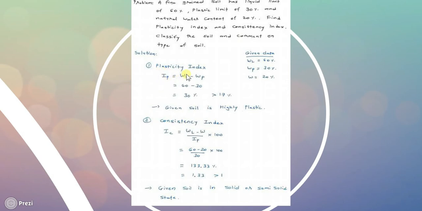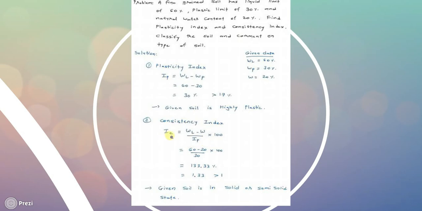Putting WL and WP values as 60 and 30 as per the given data, IP, the plasticity index, is coming 30%, which is greater than 17%. You must remember the plasticity index table for that. According to that, if the value is greater than 17%, the given soil should be noted as highly plastic soil.